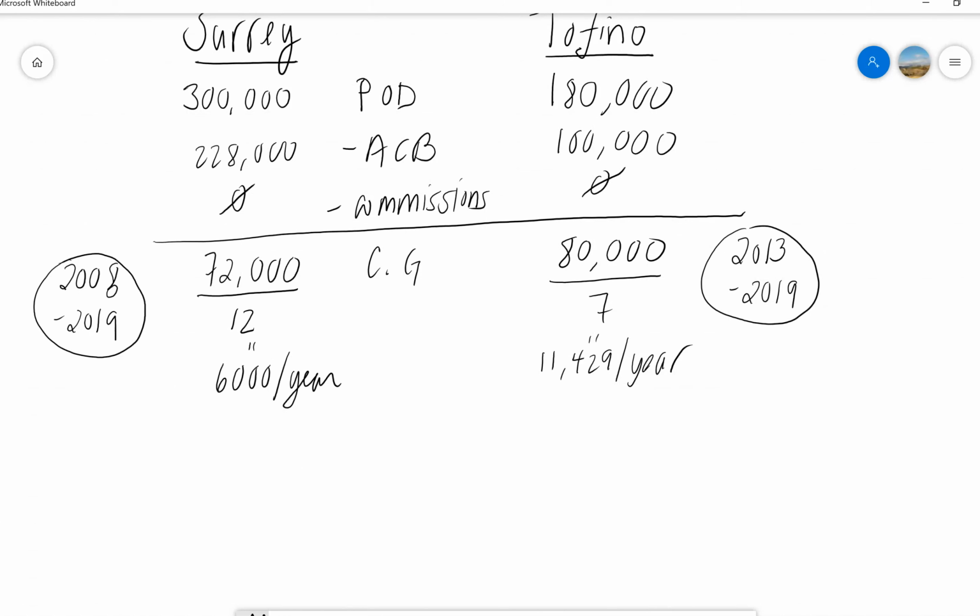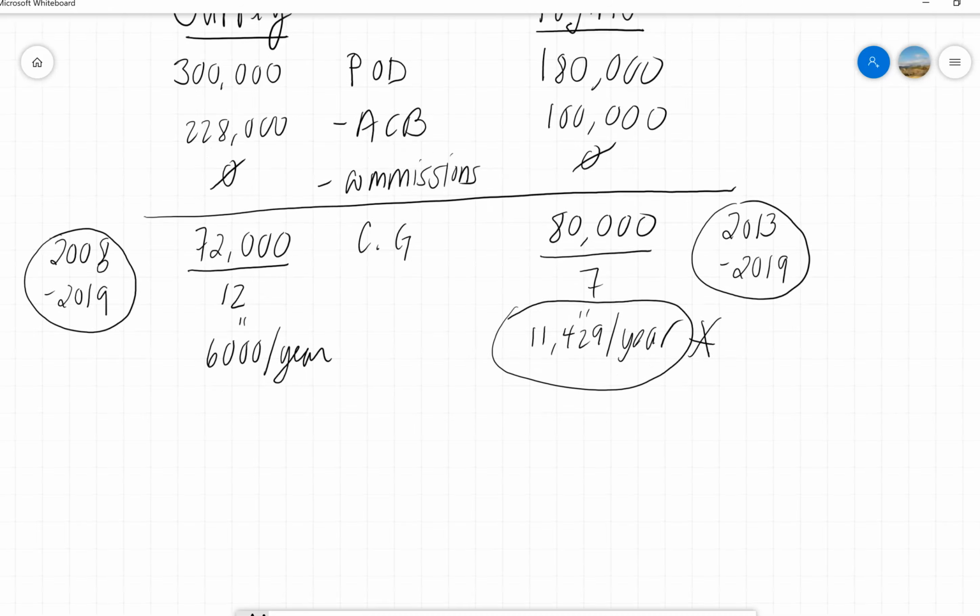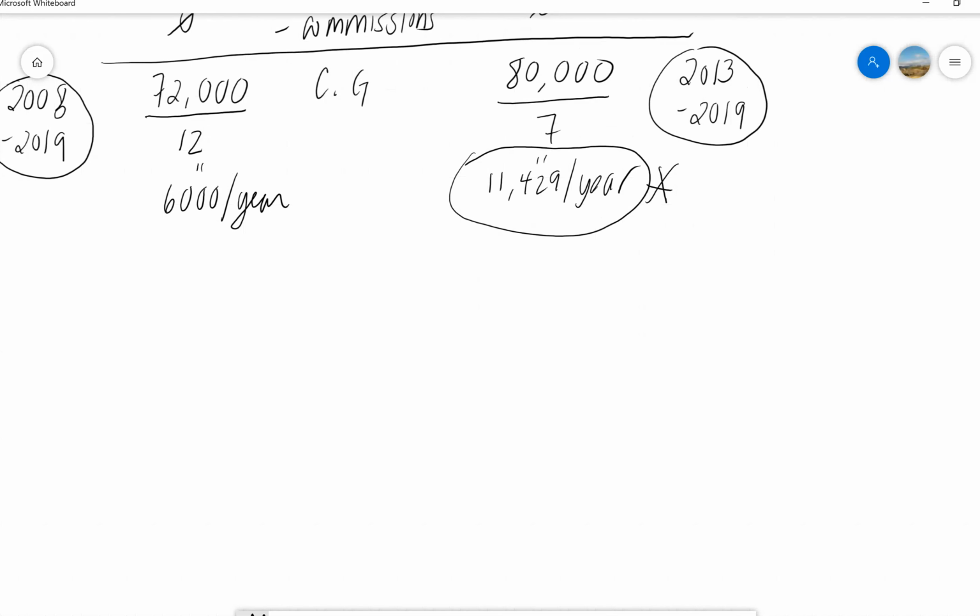Now, because both properties qualify as Allie's principal resident, we want to eliminate the capital gain on the property that has the highest capital gain per year first. So because the Tofino property has the higher capital gain per year, that's what we want to eliminate first. So let's carry on then. We know we want to get rid of the Tofino property capital gain.